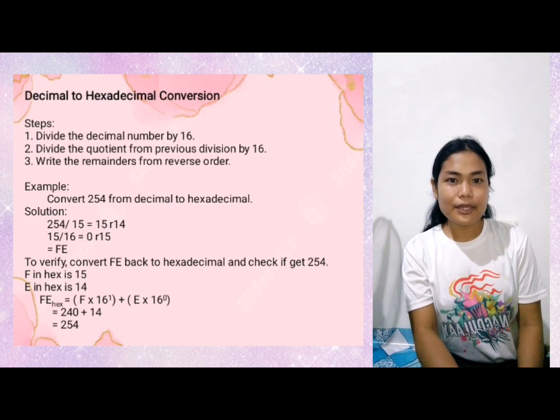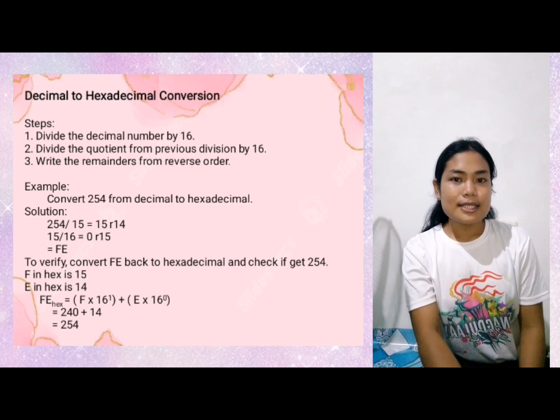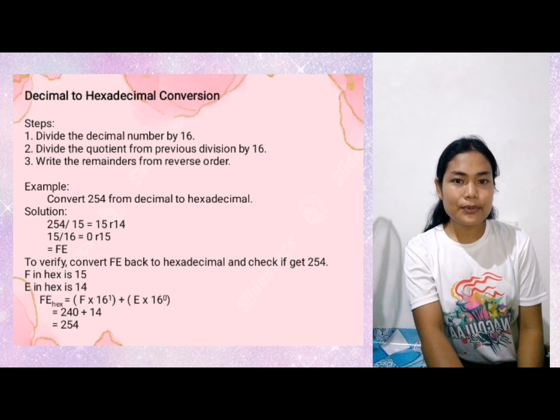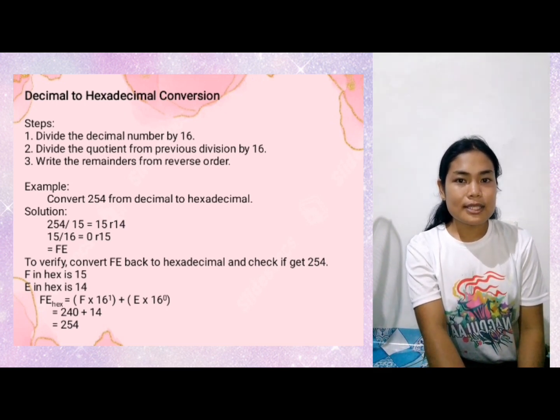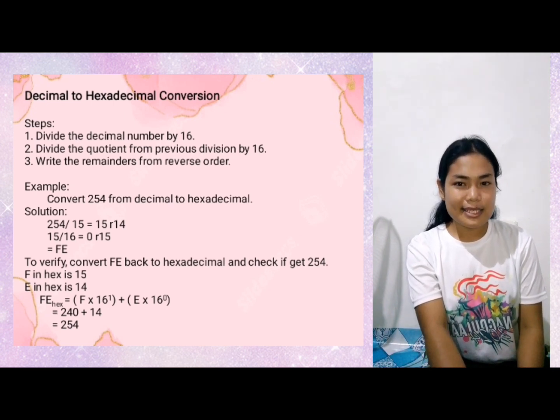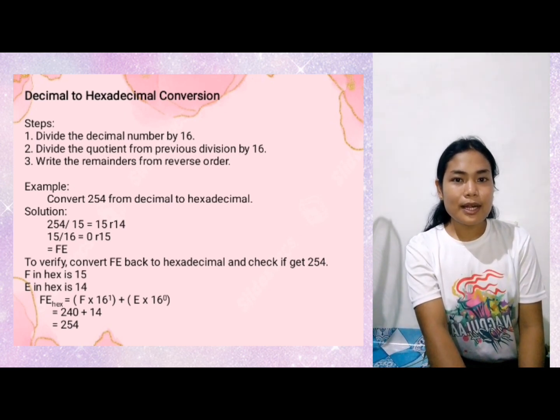Verify: convert FE back to decimal and check if we get 254. Step 1. Understand hexadecimal notation. In hexadecimal, each digit represents a power of 16. The rightmost digit represents 16 raised to the power of 0, the next is 16 raised to the power of 1, and so on. Step 2. Convert hexadecimal FE back to decimal.